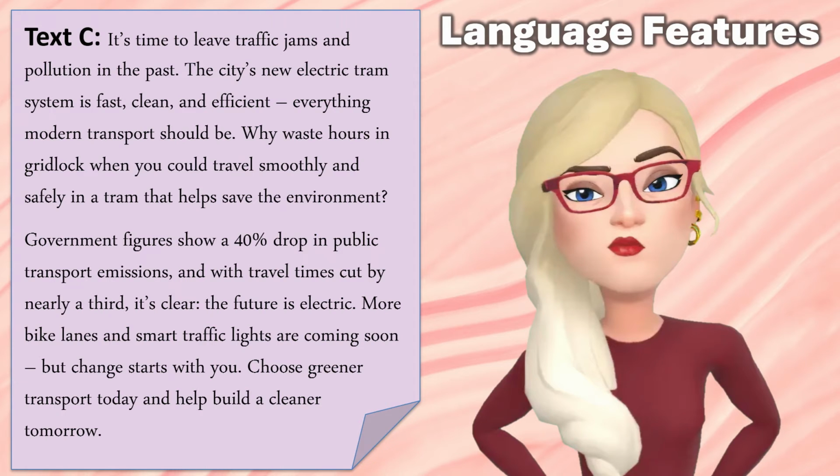So we've got a text here that says, it's time to leave traffic jams and pollution in the past. The city's new electric tram system is fast, clean and efficient. Everything modern transport should be. Why waste hours in gridlock when you could travel smoothly and safely in a tram that helps save the environment? Government figures show a 40% drop in public transport emissions, and with travel times cut by nearly a third, it's clear the future is electric. More bike lanes and smart traffic lights are coming soon, but change starts with you. Choose greener transport today and help build a cleaner tomorrow.